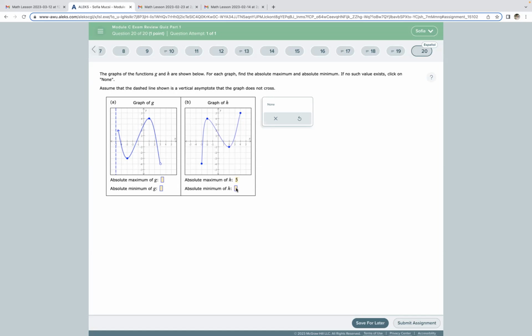Yes. And then same question, does it have a minimum? Does it have a bottom? Yeah, because it stops here. And what's the y value? That's going to be -4. I agree.